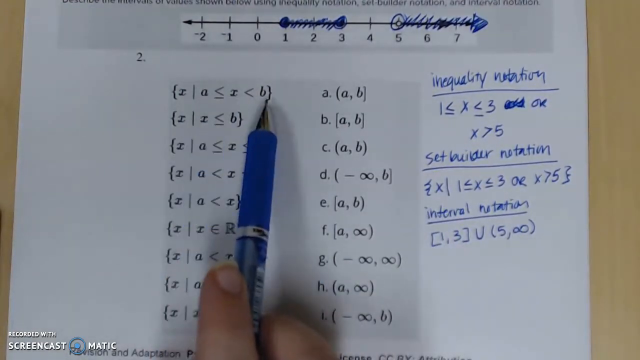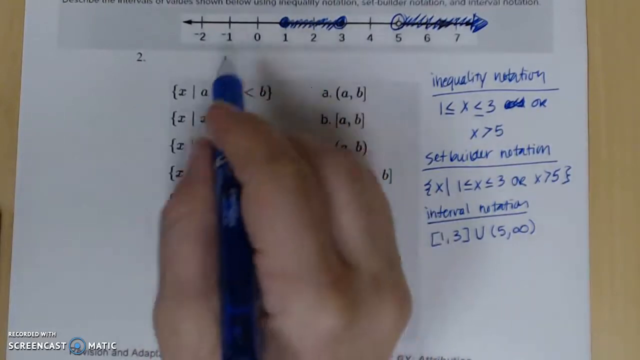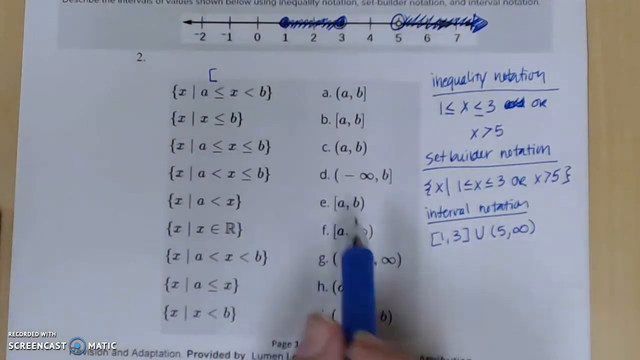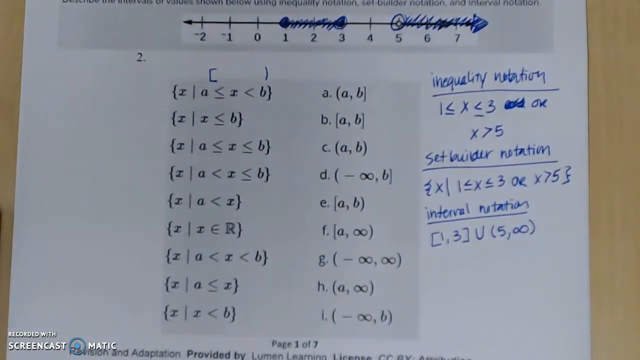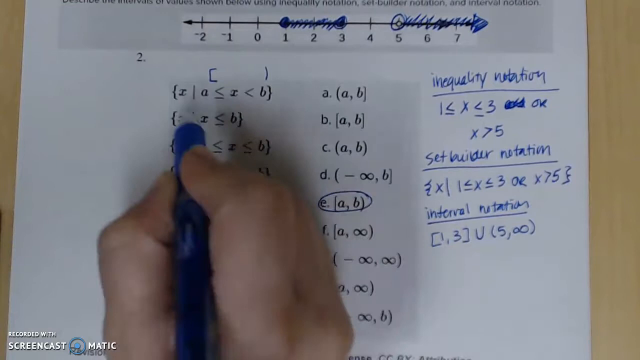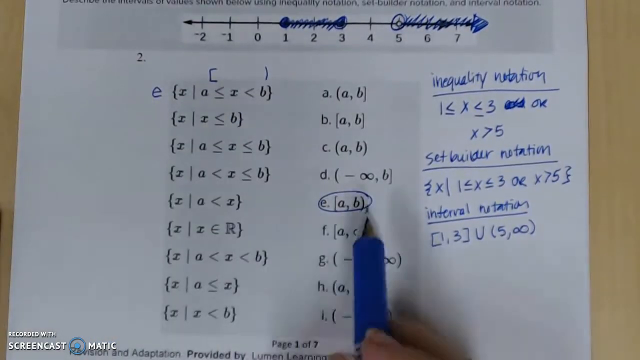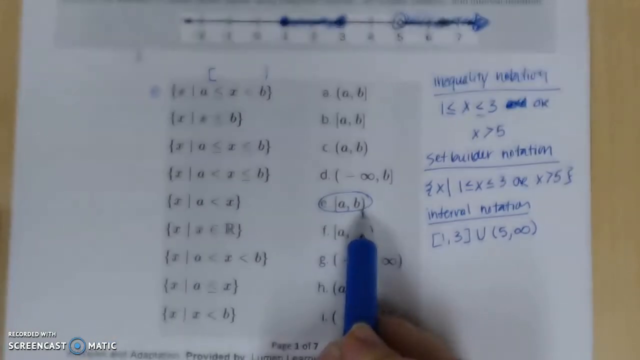If we want x between A and B and we want it to include A, we would need a square bracket. We do not want it to include B, so we would need a parentheses. So you can see that that would be the letter E, where I have a square bracket on the A and a parentheses on the B.